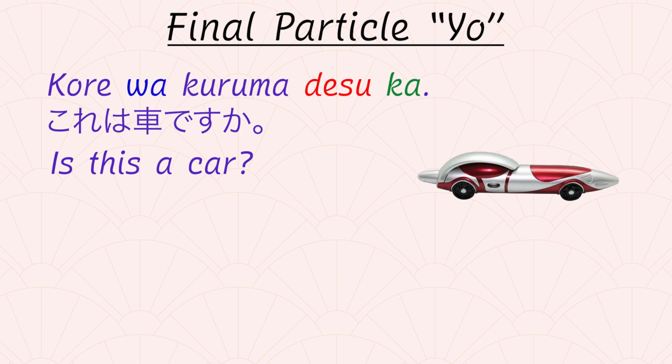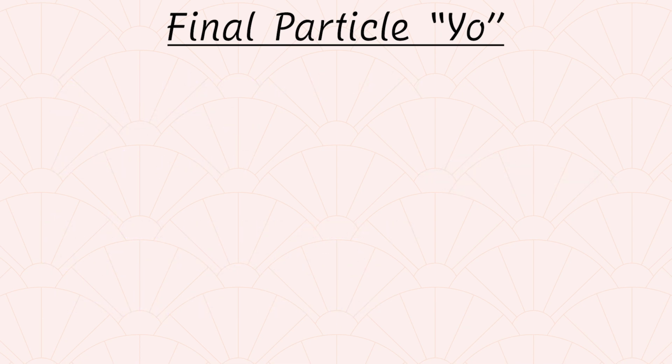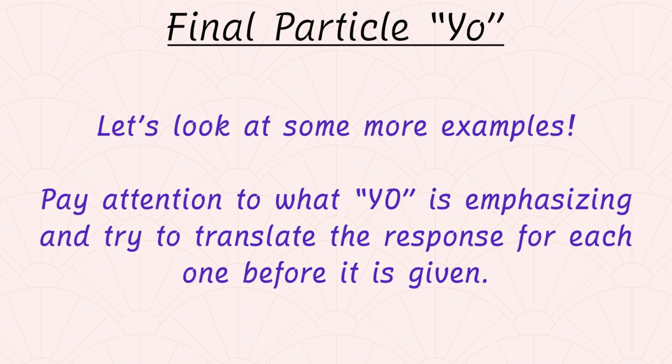Now, what if it isn't? The person you are speaking to is showing you that they expect the object to be a car. By offering a different answer, you can assume it would be unexpected and can therefore mark this information with yo. Yo is often found at the end of sentences in which corrected information is offered. Let's look at some more examples. Pay attention to what yo is emphasizing and try to translate the response for each one before it is given.